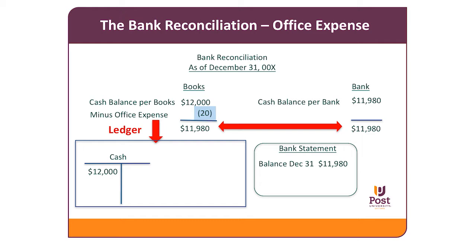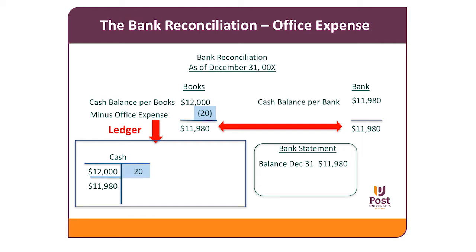All items that are shown on the left side of the bank reconciliation are an increase or decrease to your ledger balance, but have not yet been recorded. We now need to create a debit-credit ledger entry. We analyze the situation and create the appropriate journal entry.